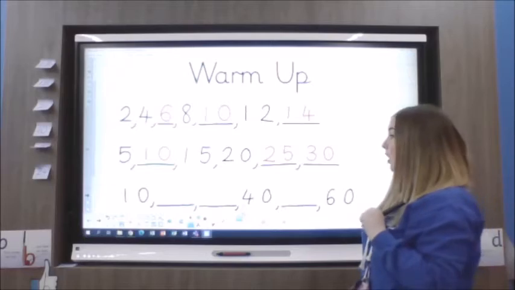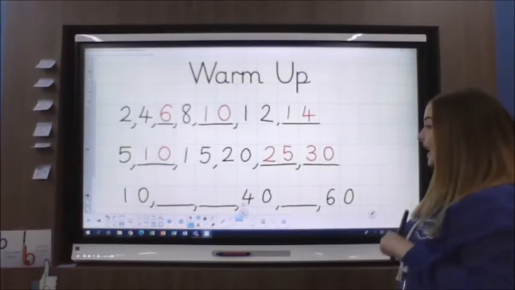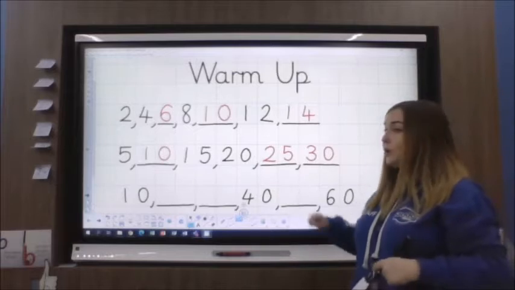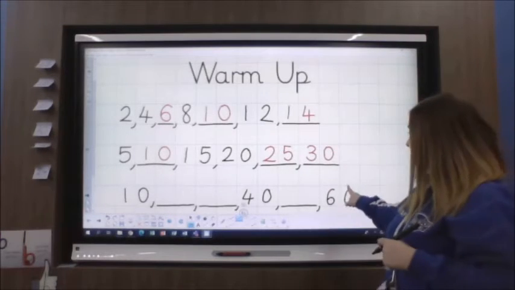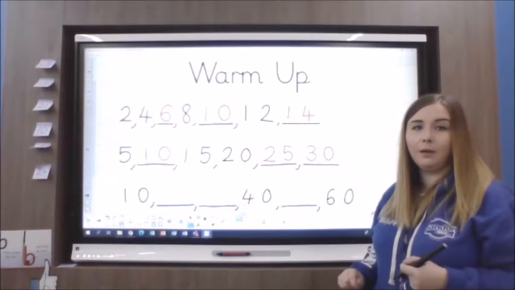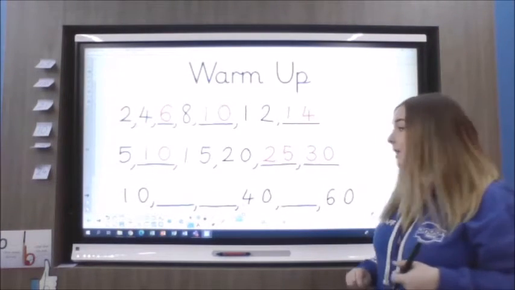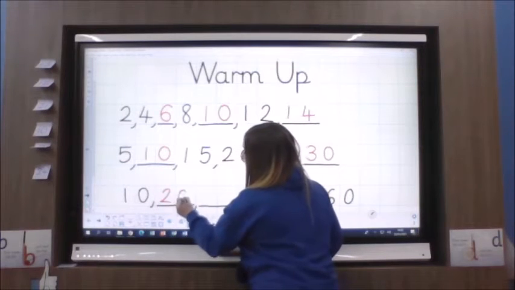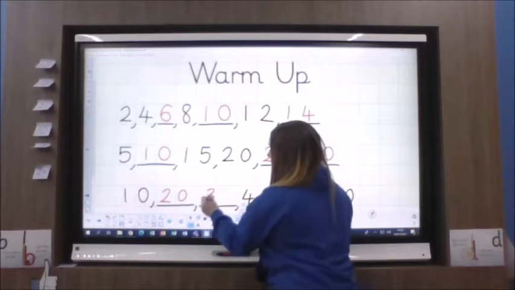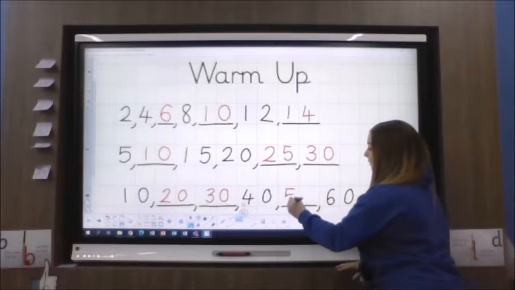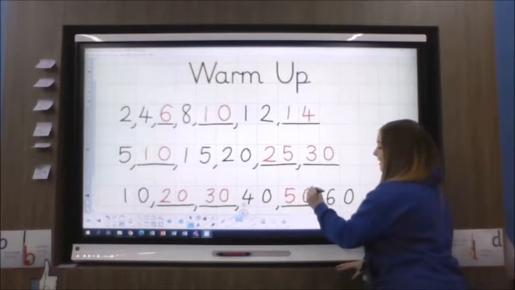Now let's have a little look at our last one. So 10, 40, 60. What could we be counting up in that time? Could be 10s, couldn't it? Fantastic. So let's have a go. 10, 20, 30, 40, 50 and 60.